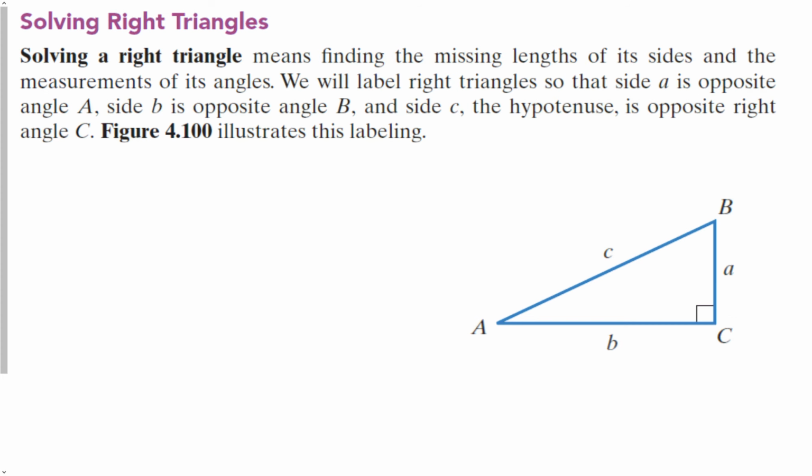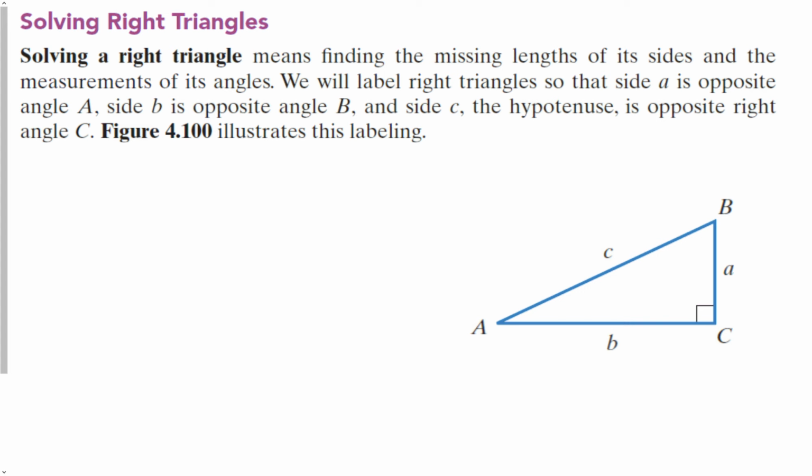So to solve a right triangle, it means that we're going to find all the missing lengths of its sides and all the measurements of its angles. So we're basically going to find all three sides and all three angles. And we already know one angle. We already know the right angle, okay? But we're going to go and get all the other ones.